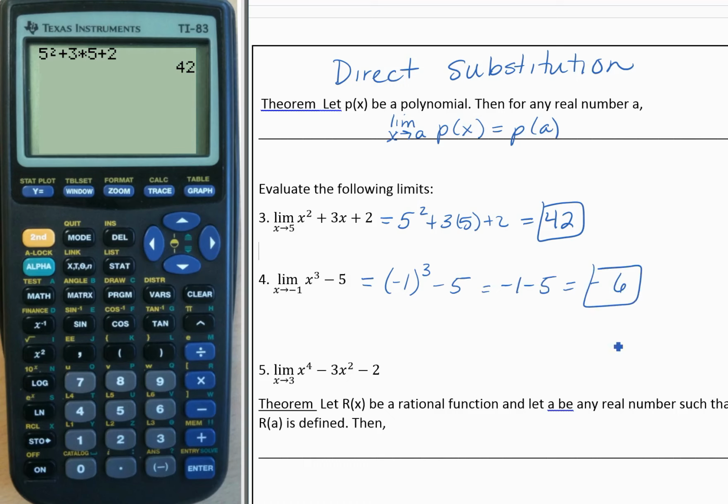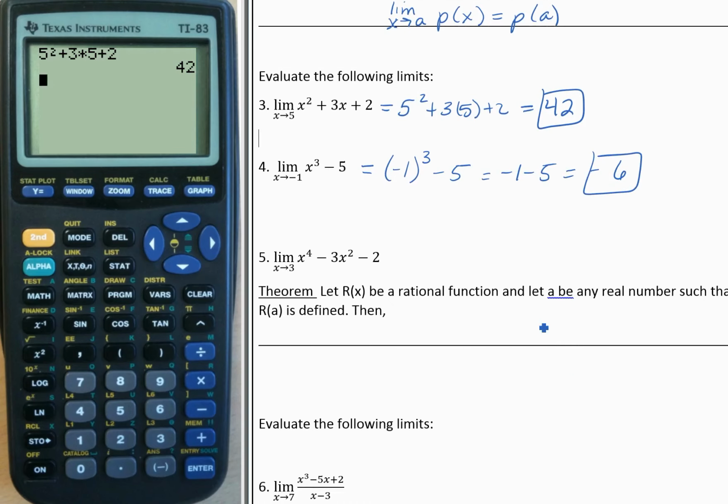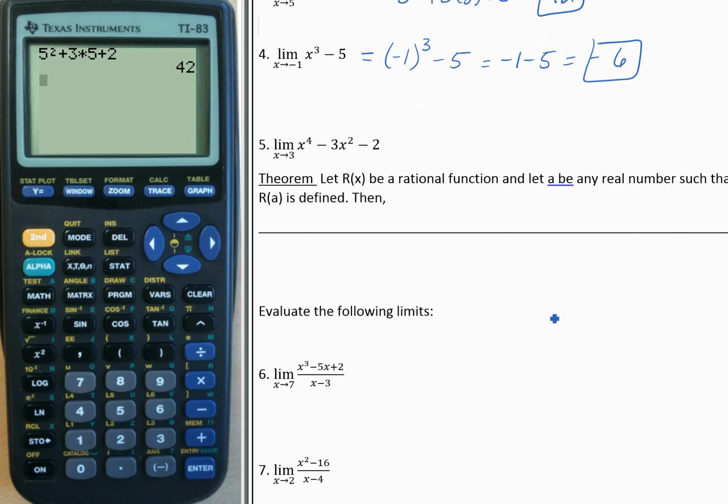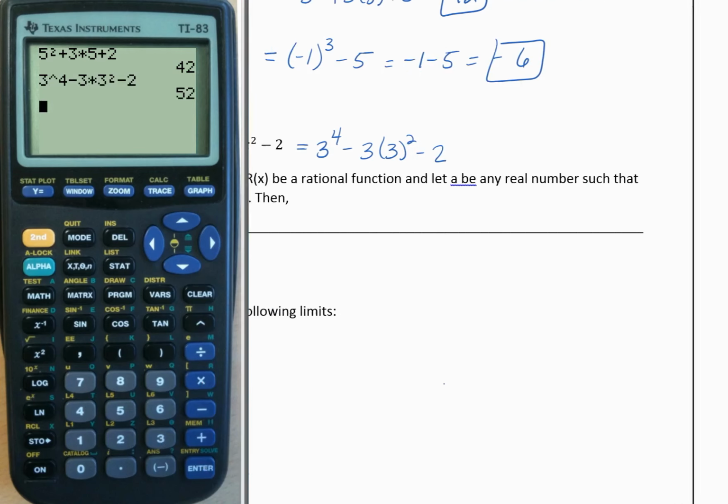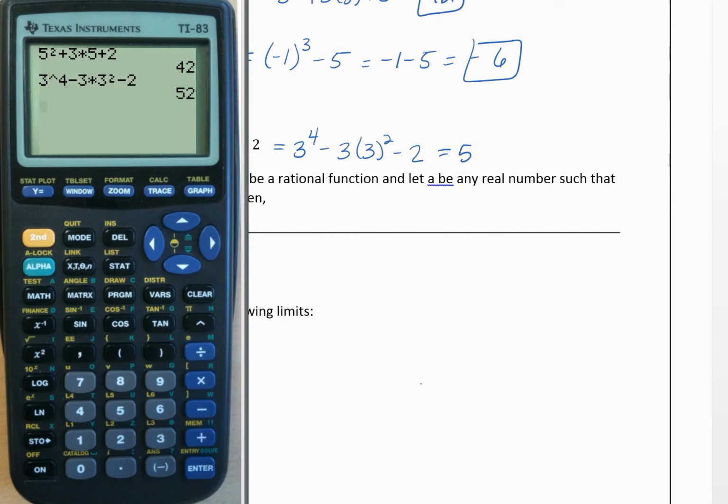We've got one more polynomial. We want to find the limit as x goes to 3 of x to the 4th minus 3x squared minus 2. So we would do 3 to the 4th minus 3 times 3 squared minus 2. Let's use the calculator: 3 to the 4th, minus 3 times 3 squared, minus 2. So our limit here is 52.